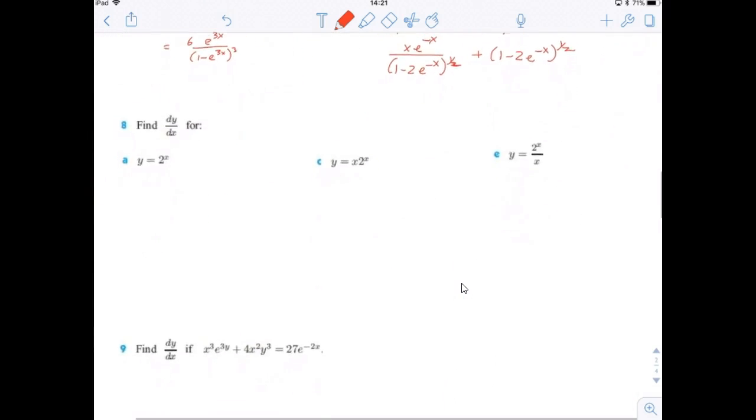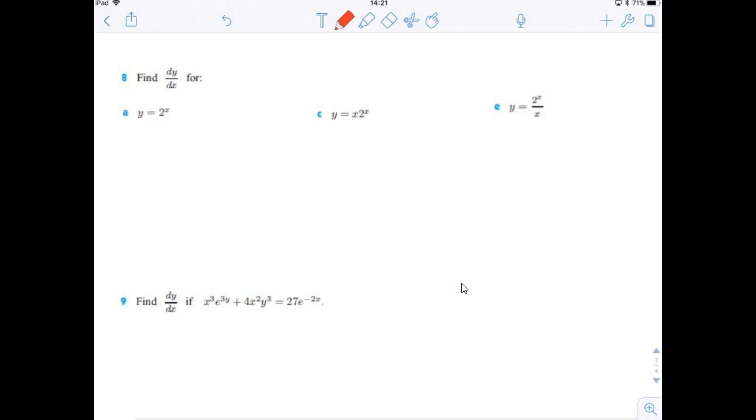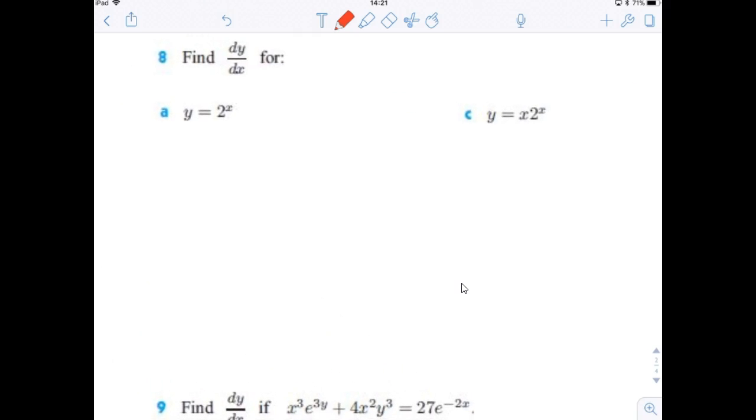Okay, let's go to 8a. Find the derivative of 2 to the x. Remember that we don't know the derivative of 2 to the x, we only know the derivative of e to the x, so we want to express 2 to the x in terms of e to the x. The way we can do that is to say 2 is equal to e to the natural log of 2, because e and natural log undo each other. Basically, you'll get 2 back. So let's rewrite it as e to the natural log of 2, to the x.